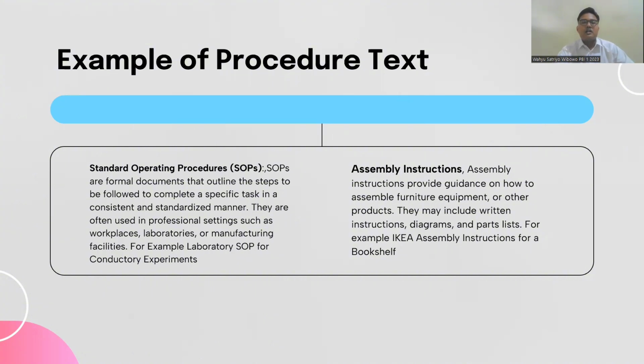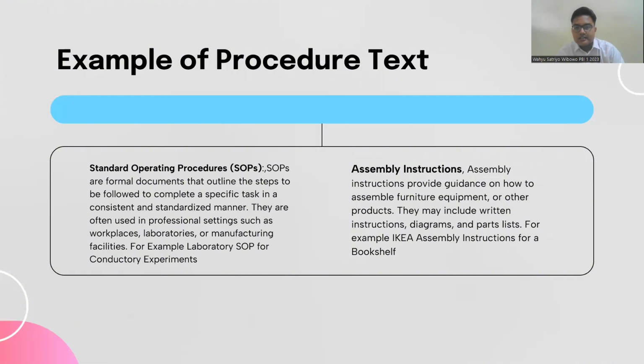And the fifth is standard operating procedures. SOPs are formal documents that outline the steps to be followed to complete a specific task in a consistent and standardized manner. They are often used in professional settings such as workplaces, laboratories, or manufacturing facilities. For example, laboratory SOP for conducting experiments.